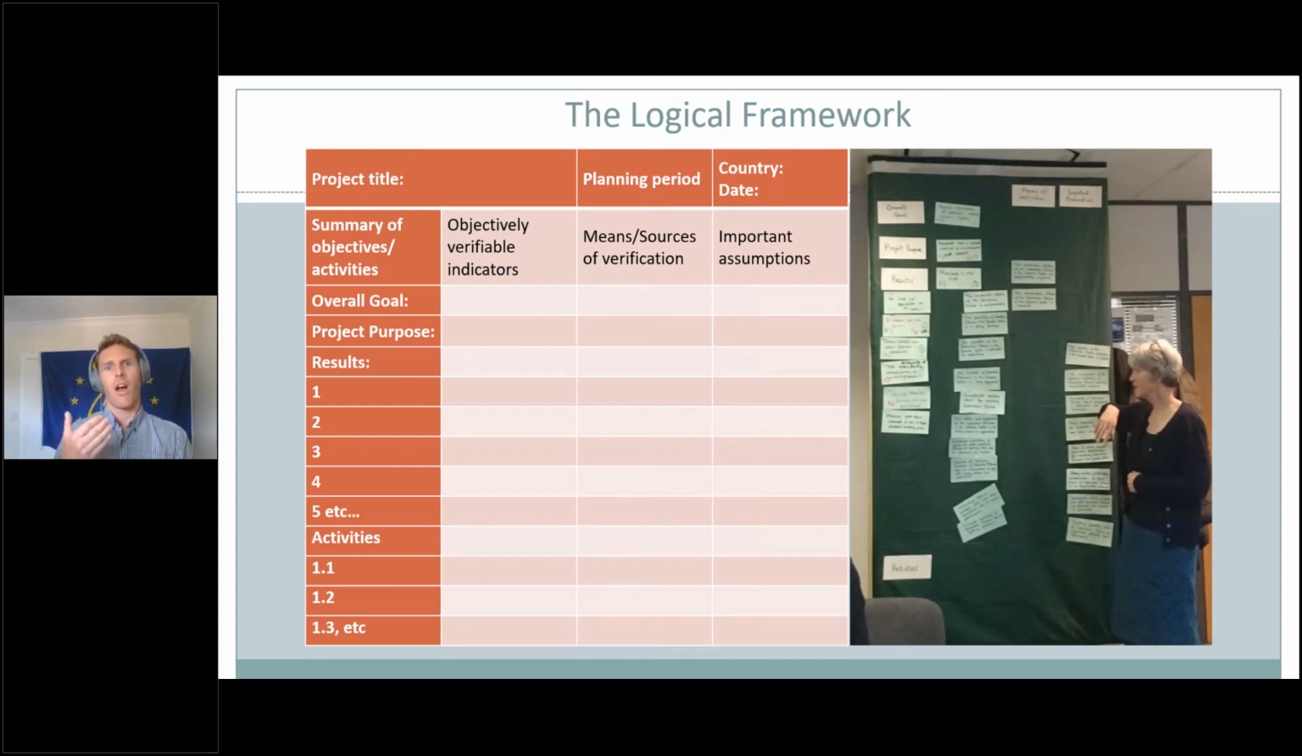So, the overall goal, the thing your project contributes to. This could be a wider program of work, and your project is one of a number of projects contributing to this high level goal. The project purpose. This is a short and clear statement of what you expect to achieve as a result of your project. Results. Results here are objectives you identify in your objective tree. They are all the requirements to deliver your project's purpose. The activities. The list of activities required to deliver each result. Remember, each activity has a link to the result.